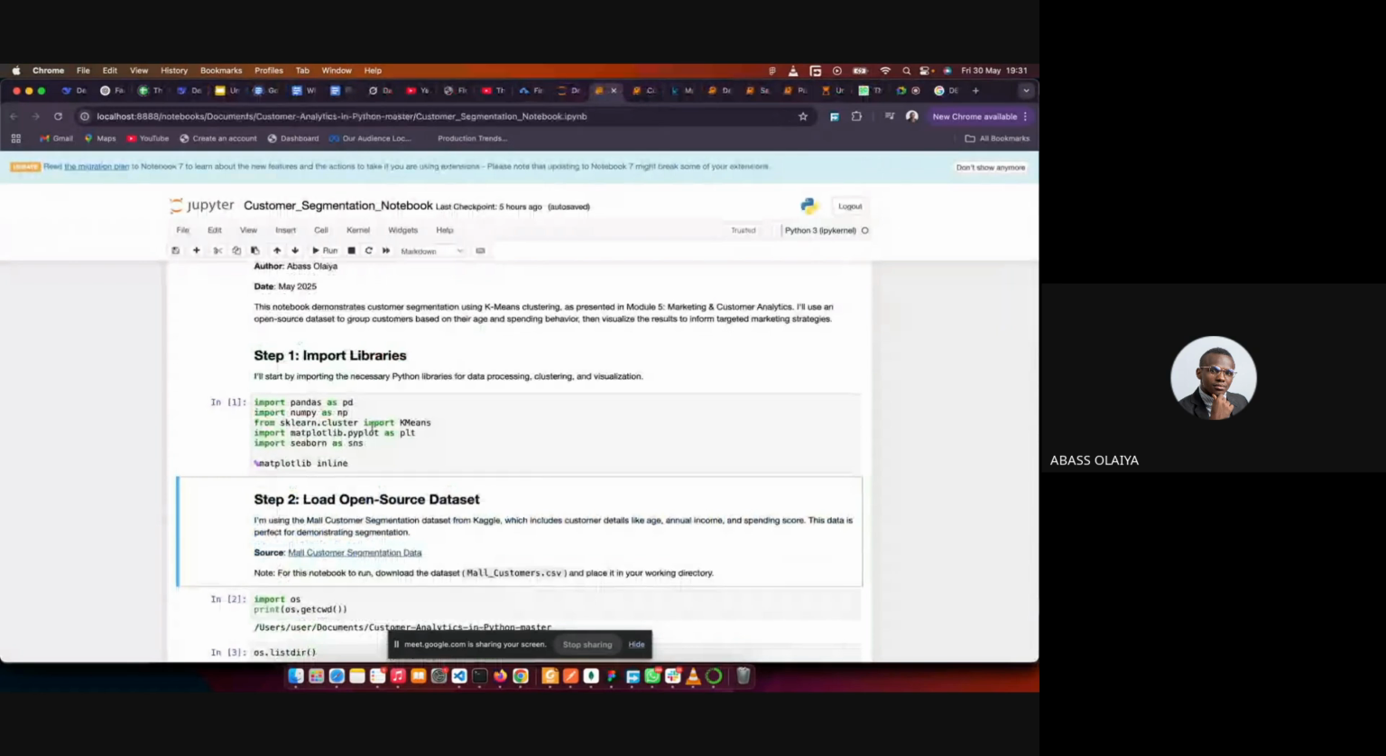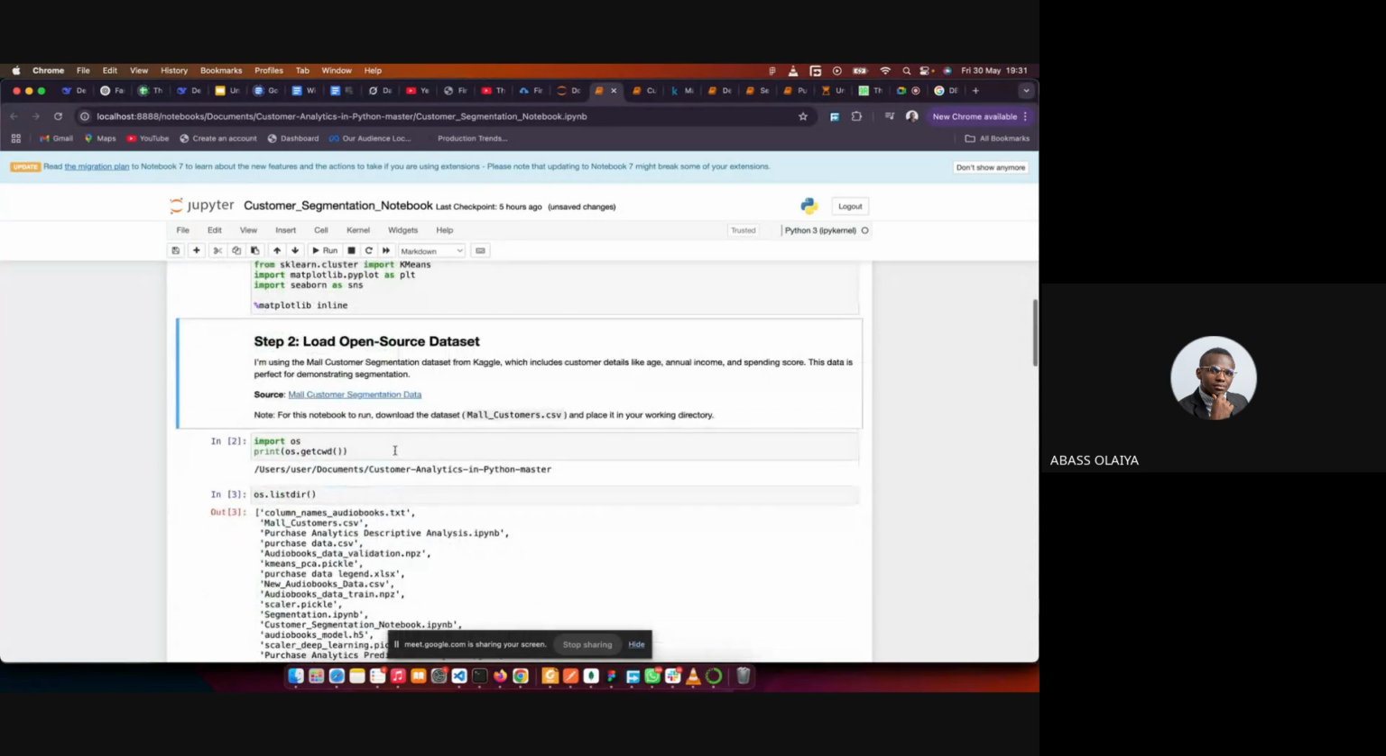So here I'm just importing my libraries. I'm using pandas, an analytics library. NumPy is an algebra library. From sklearn, I'm using cluster, which has a number of analytics algorithms in it. Matplotlib is for plotting. Seaborn is for beautiful plotting. So basically that's all these ones.